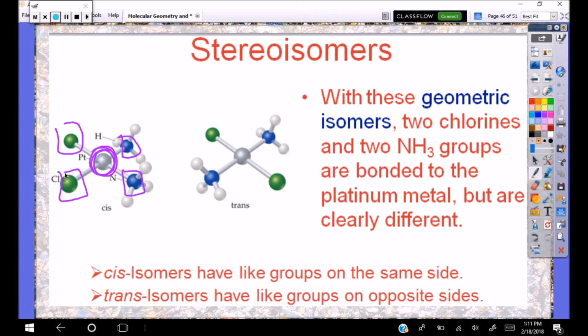When we have a trans isomer, the groups are on opposite sides. So I've got the NH3 groups across from each other, and then same with the chlorine groups. They are across from each other. They're all bonded to a platinum metal in the center, but they are clearly different in the way that they are arranged. Okay.